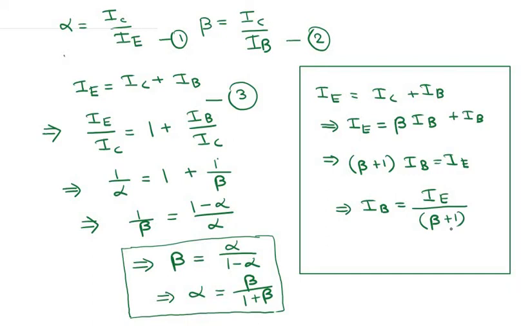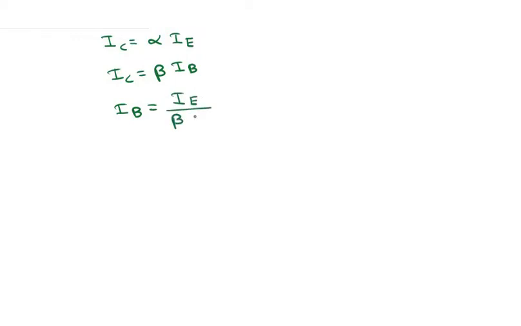Okay, so we have the following equations here: IC equals alpha IE, and IC is also equal to beta times IB, and alpha and beta are related, just as we saw. IB is equal to IE divided by beta plus 1.